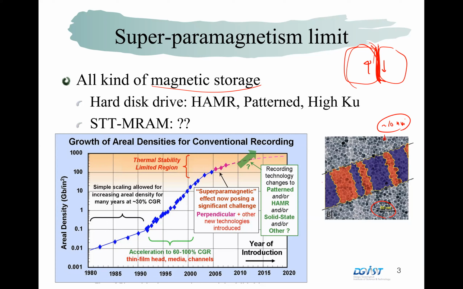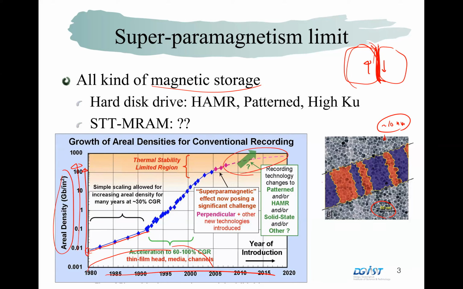And this graph shows areal density as a function of time, on a log scale. I already showed such a graph at the beginning of this class. The areal density is proportional to the capacity of the hard disk drive. So there has been a lot of progress, as you see here, from here to here. It's about four orders of magnitude, 10,000 times larger, and it takes about 30 years or so.